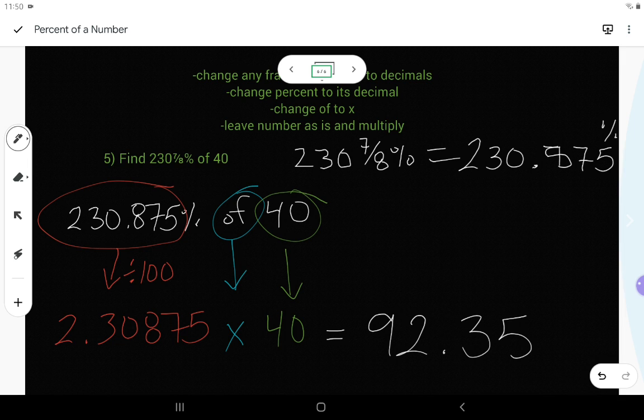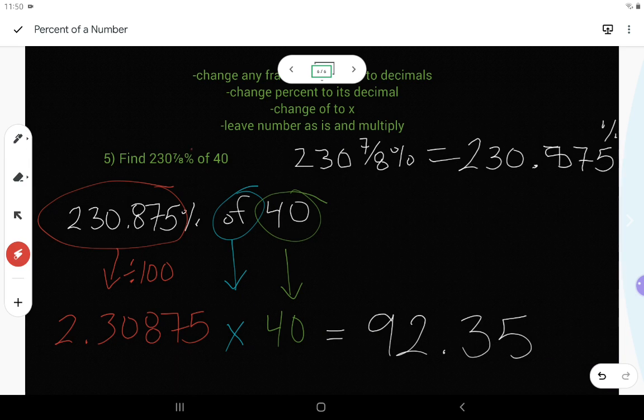Now we're going to be using percent of a number quite a lot. Whenever we look at finding the cost of an item, we have to add on things like GST, PST, taxes. If we're looking at finding discounts or sale prices, all of our work is going to involve finding percent of a number. Okay, so very simply, change any fraction percent inside of the percent to its decimal.